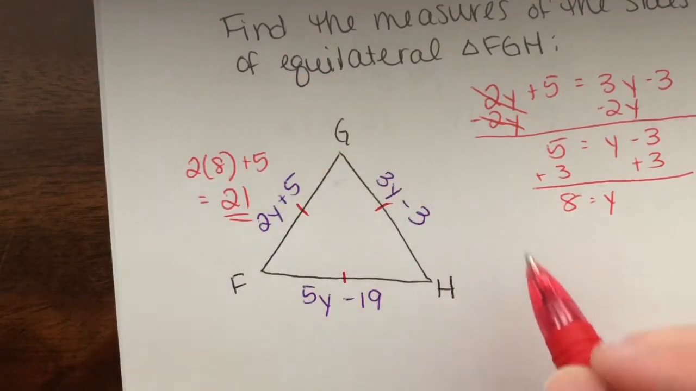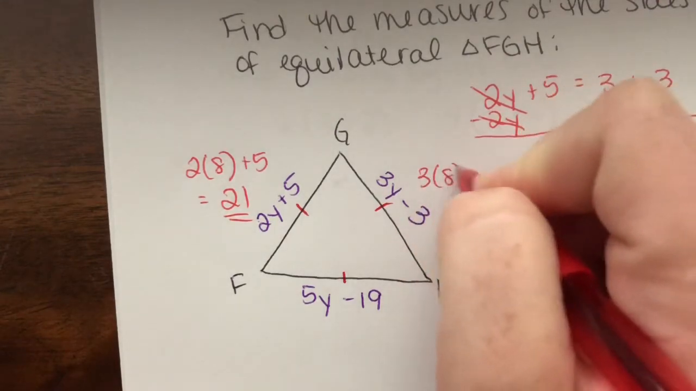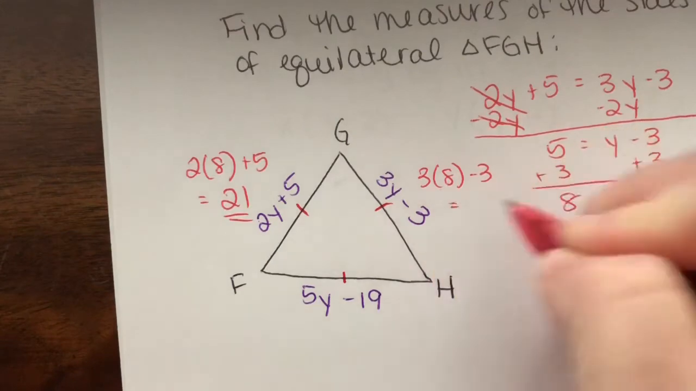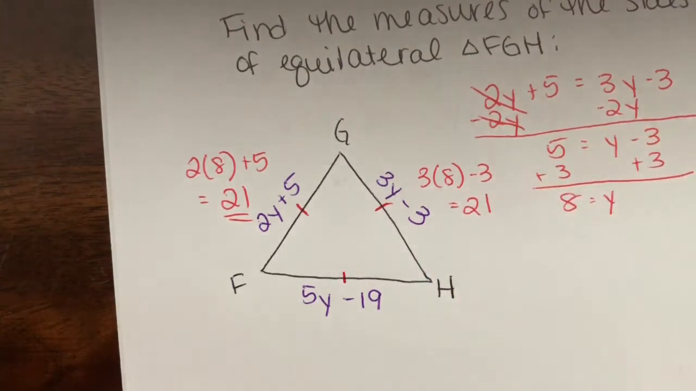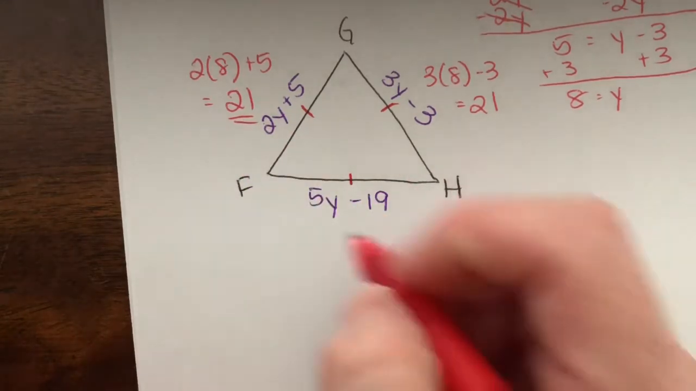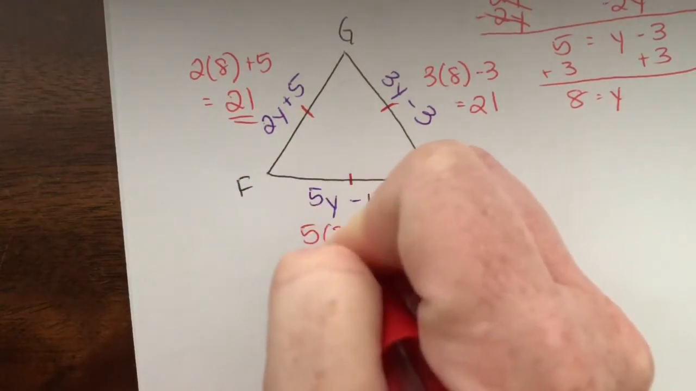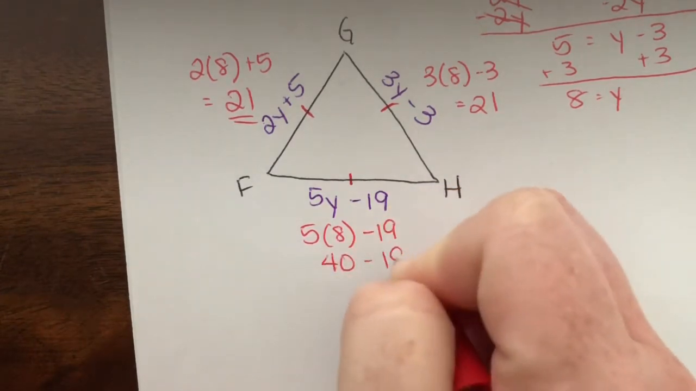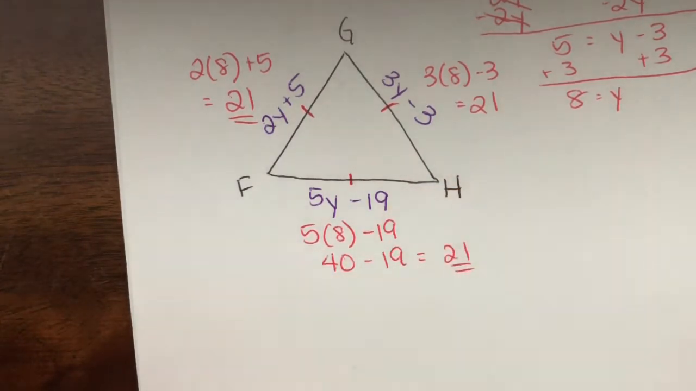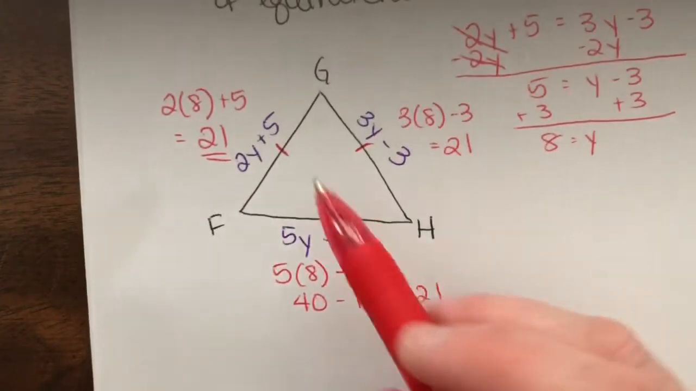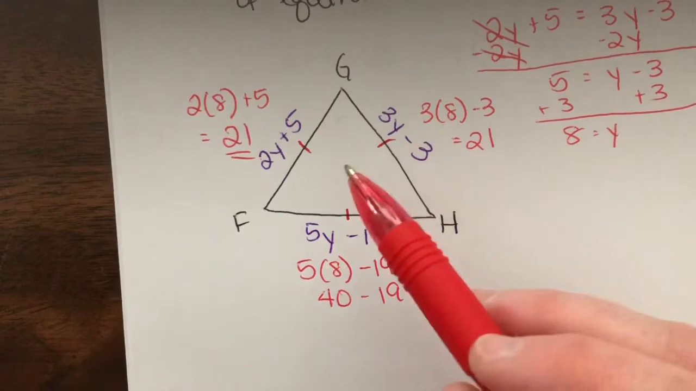3 times 8 minus 3. 3 times 8 is 24. 24 minus 3 is 21. And then down here, 5y minus 19, we know it's going to have to be 21. Let's just make sure. 5 times 8 minus 19. That's 40 minus 19, which does equal 21. So all 3 sides here are 21. We first had to set 2 of the sides equal, solve for y, then plug it back in.